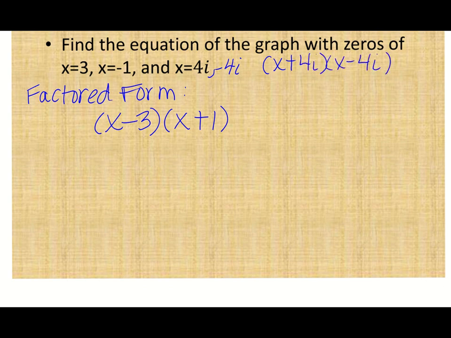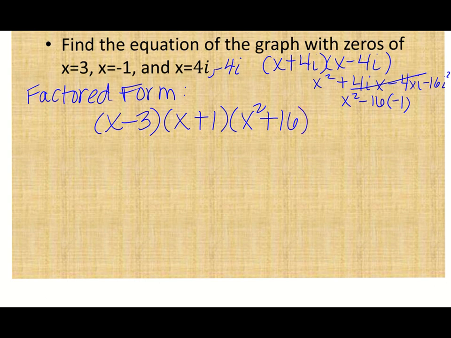Then I have to go ahead and multiply out to find my factor. So when I do this, I get x squared and my middle terms, 4xi and negative 4xi, because those are going to cancel. And then I have -16i squared. So x squared, my middle terms cancel, and I have -16 times -1, because remember i squared is -1. So my factor is going to end up being x squared plus 16 when I fully simplify that. So this would be my function in factored form here.